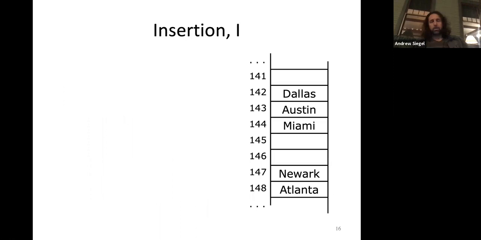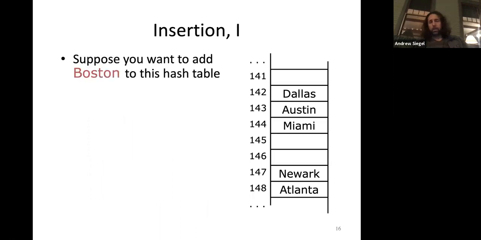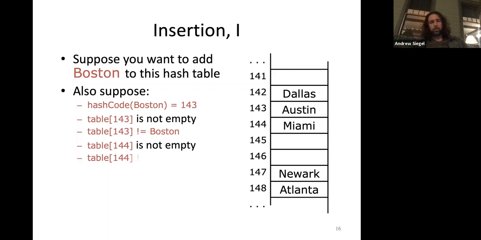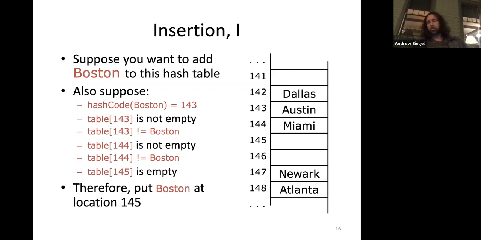Suppose we want to add Boston to this underlying hash table. You see that the cities have hashed index values, and there are no conflicts yet. Imagine though that Boston hashes to the same thing as Austin. So you hash it, you get 143 as the index for insertion. You see it's taken, so you go down the list. Table 144 is not empty, so you don't put Boston there, but table 145 is empty, so you put Boston in 145. So you just look for a nearby location.